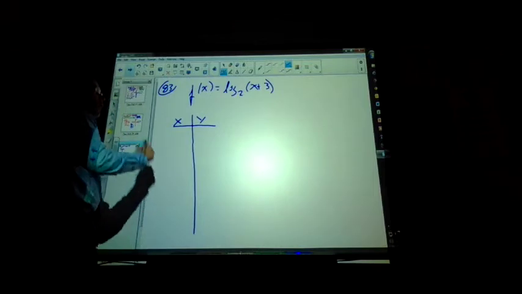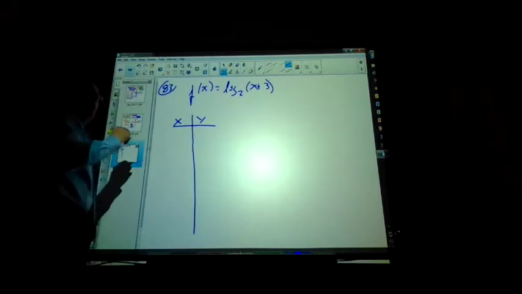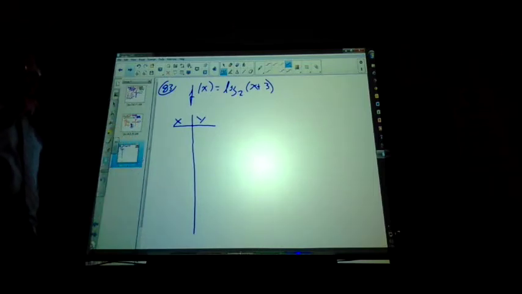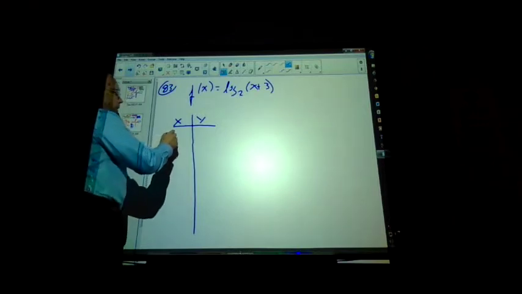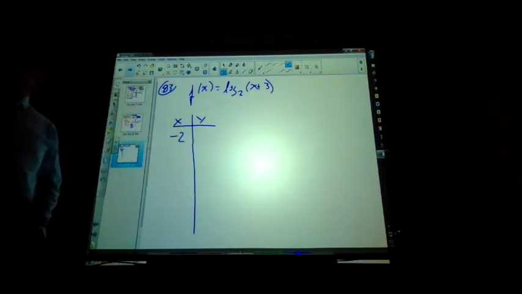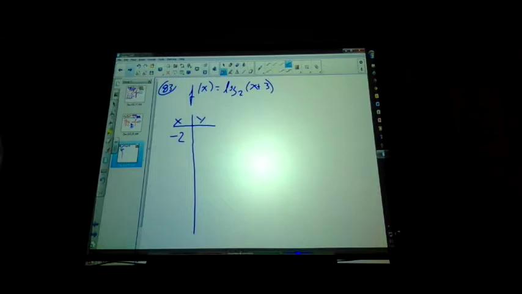All right. So if I were to plug in, well, let's start with negative 2. I'll get to 0 in a second. If I plug negative 2 in, I get log base 2 of 1. And what did I say? Log base whatever of 1 is equal to every time? 0. So that's going to work.